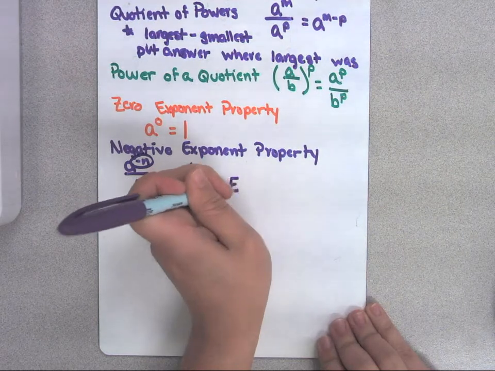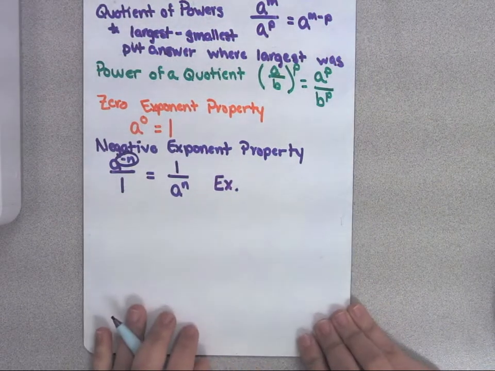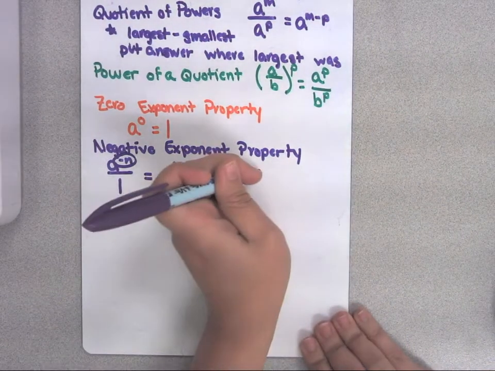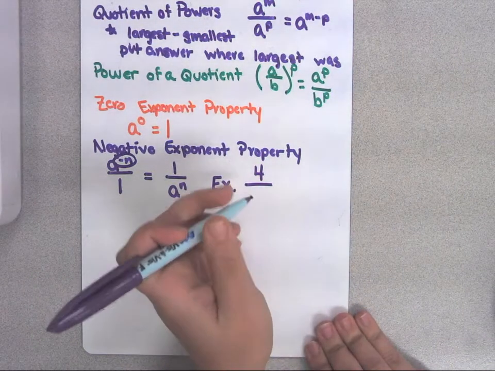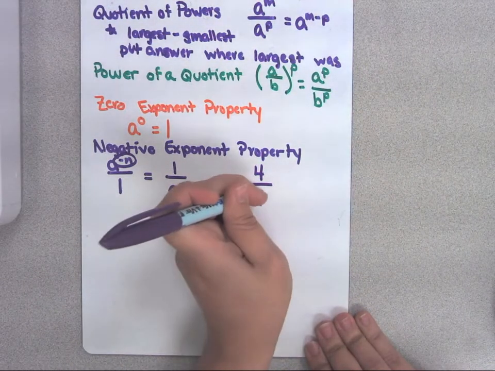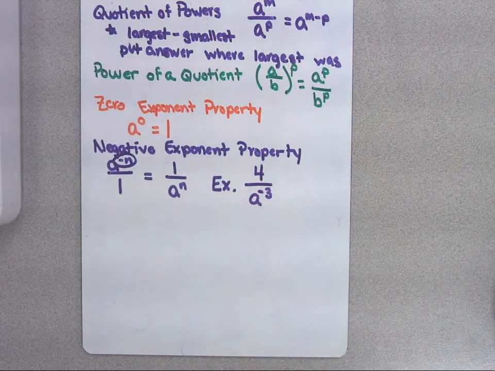This one I'm going to give you an example for because people mess this up all the time. So if I have 4 over a to the negative third, that's my original problem. 4 divided by a to the negative third. We are not allowed to have negative exponents. It's against the law of mathematics. Okay? Well, we need to cross a to the other side.